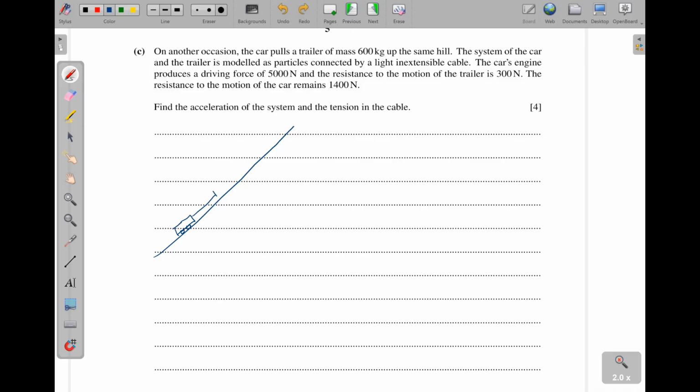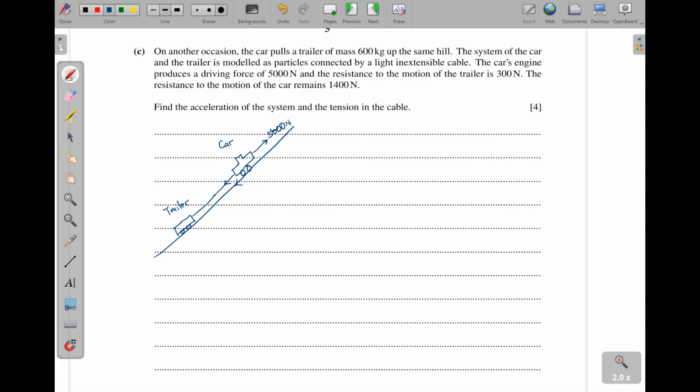Okay, let me make this one a little bit longer. Then there is a driving force which is equal to 5,000 newtons, taking these two up there. This one is the car, and this one is the trailer. Now we have this 1,000.